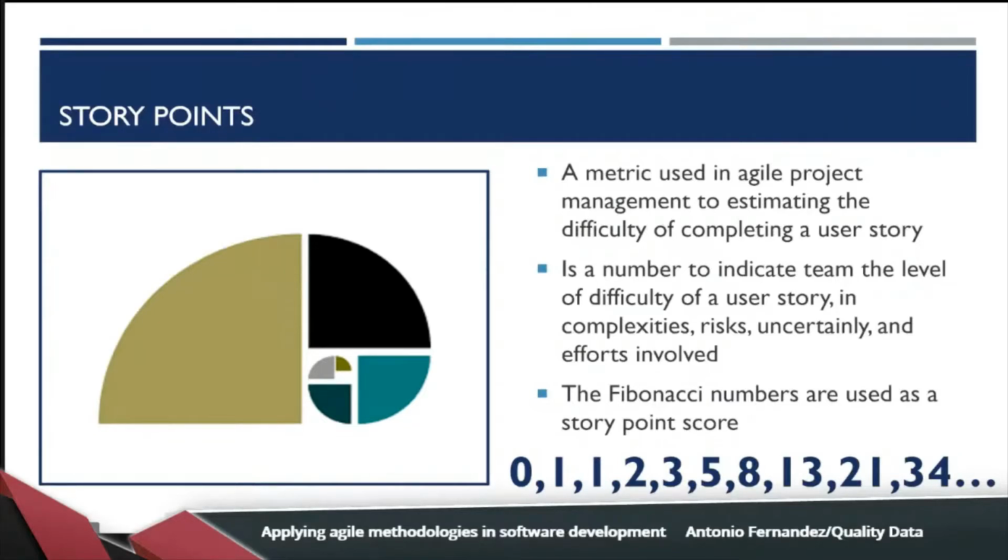And we use the Fibonacci numbers, a series of numbers, to assign a score to our feature. The Fibonacci series is a known series of numbers created with the sum of the last two numbers. This series begins with 0 and 1, and we have 0 plus 1 is equal to 1, 1 plus 1 is equal to 2, 2 plus 1 is equal to 3, 3 plus 2 is equal to 5, etc. And in this way, we can assign a score.